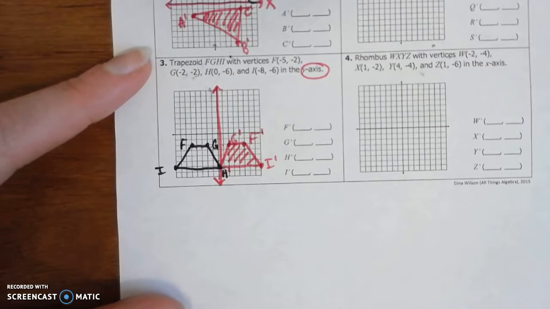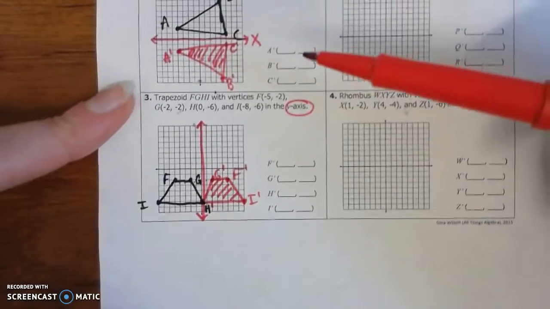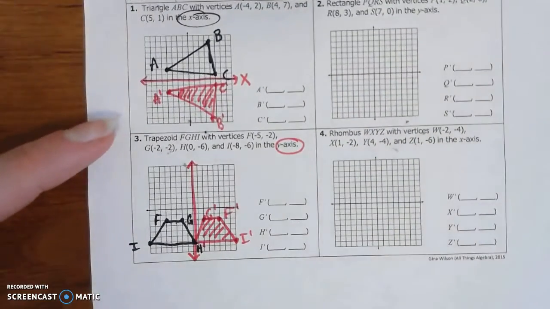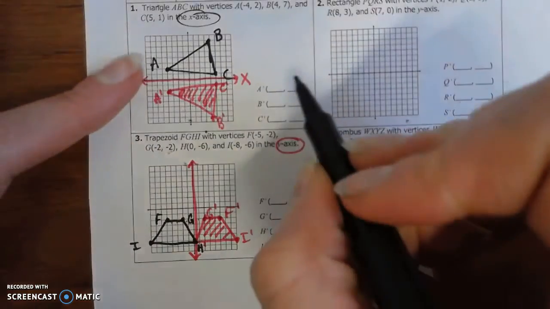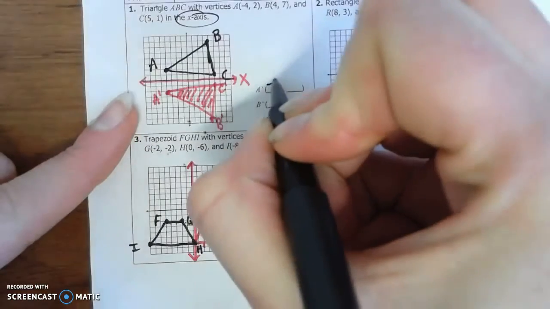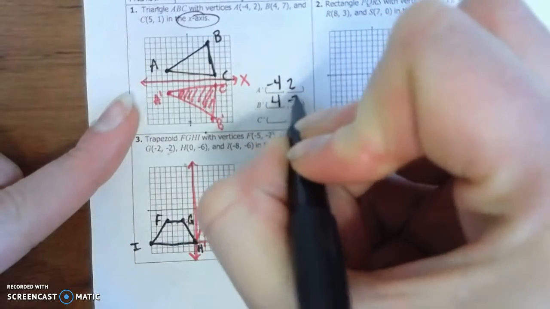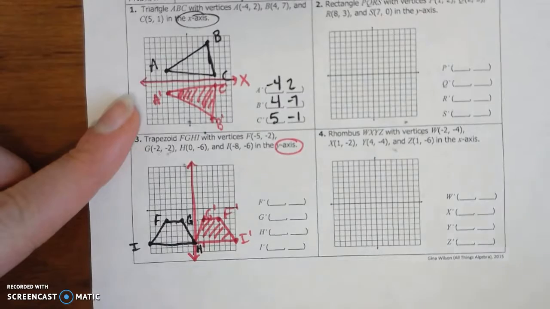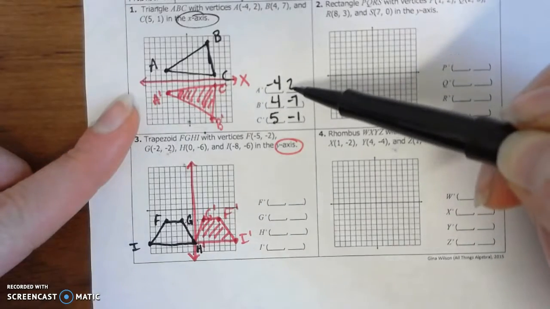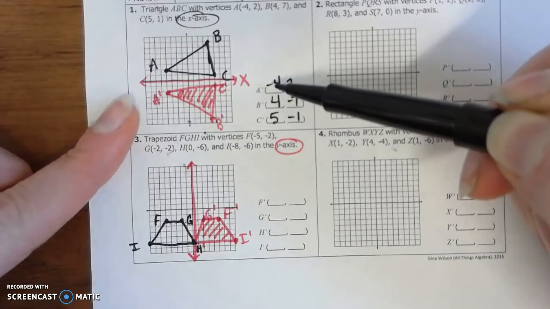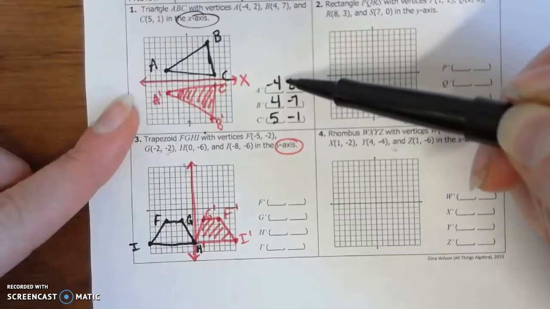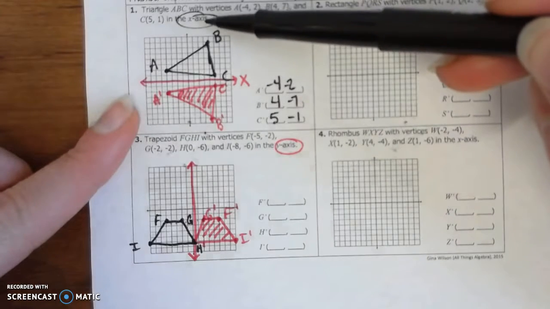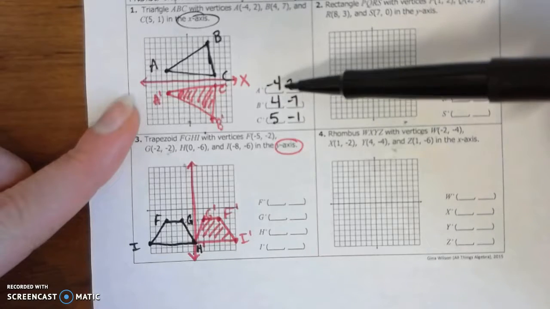One thing that we do need to also write down, which I did not do in the previous problem, is we have to write down our ordered pairs. So for example, my ordered pairs for A prime, B prime, C prime, I have -4, 2; 4, -7; and 5, -1. Notice, if I compare A to A prime, my x stayed the same, but my y changed to a negative. So when I reflect over the x-axis, my x stays the same, my y changes.